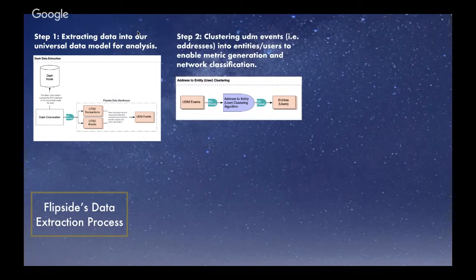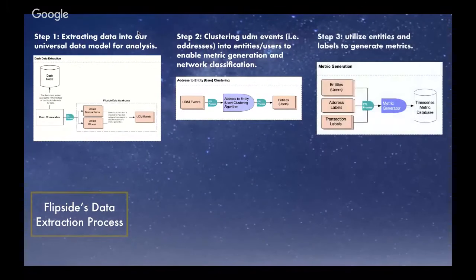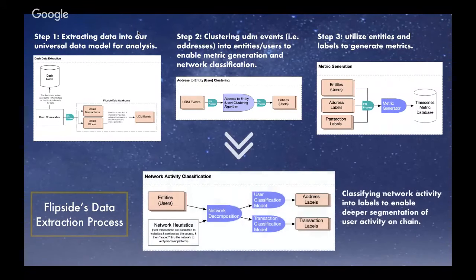We cluster all of the data into what we call UDM, Universal Data Modeling. So we take all this data and we understand every behavior that's happening. We turn those into entities, and then importantly, we have a user classification model. This is where the core IP that Eric has developed and our data science team has developed that labels addresses.